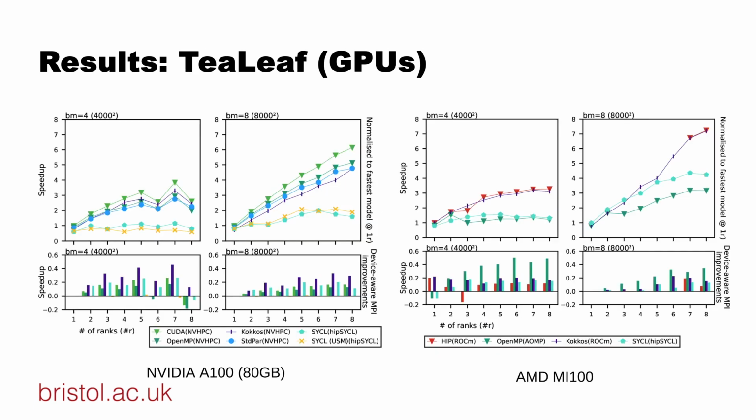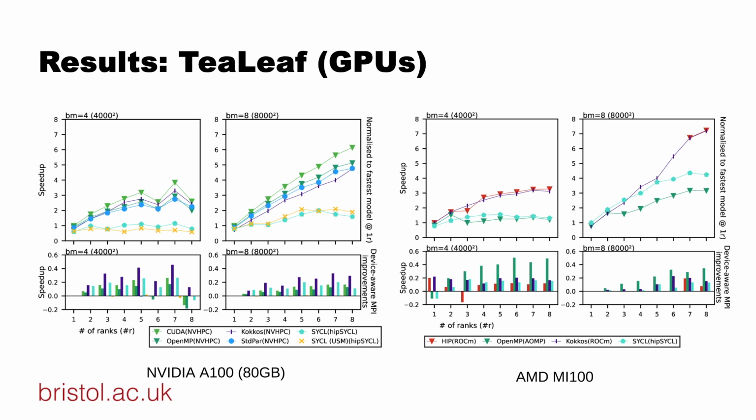On all GPUs, TeaLeaf's BM5 4K input does not scale well because the problem size is insufficiently large, so further decomposition simply leads to extra API overheads. Except for MI100, OpenMP target compares favorably to other models. This is an encouraging result for compiler vendors.